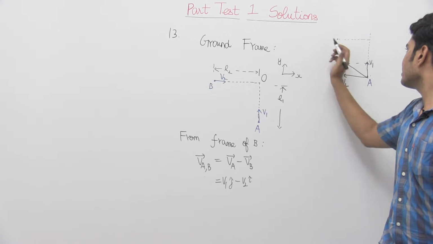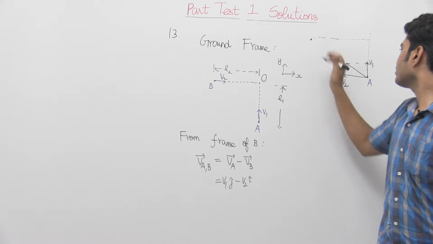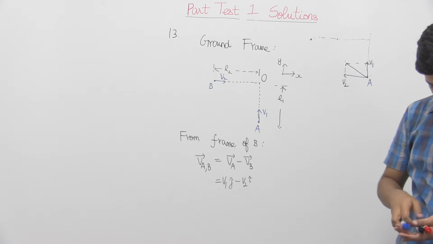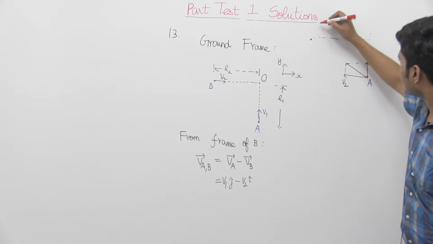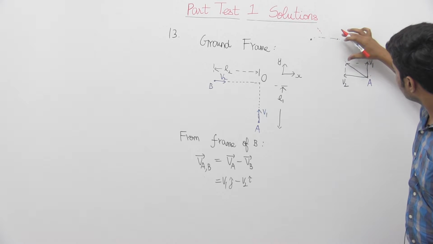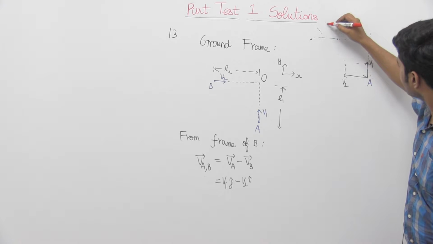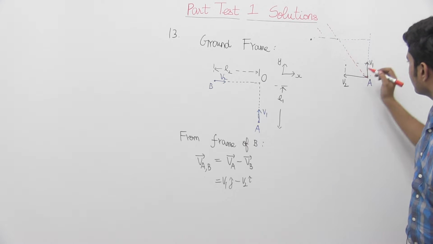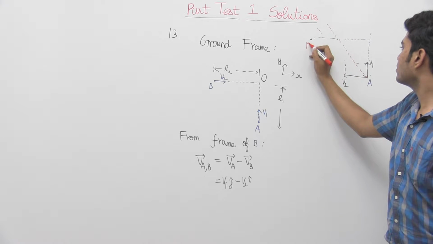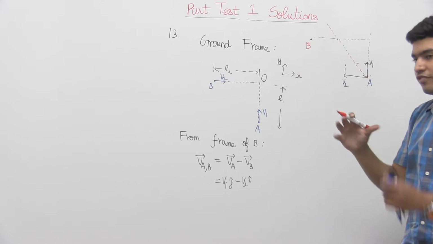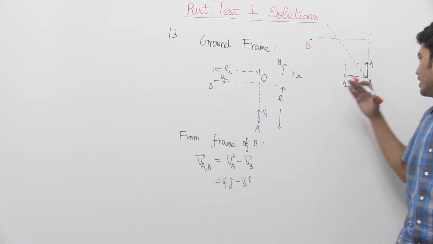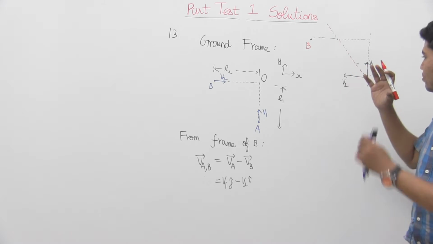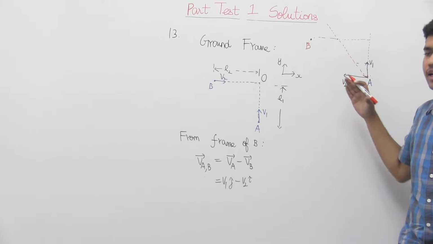So what will happen is, somewhere A will intersect this line, and this is B. From the frame of B, B is stationary. A will move like this. So somewhere down the line, the motion of A from the B frame is a straight line.